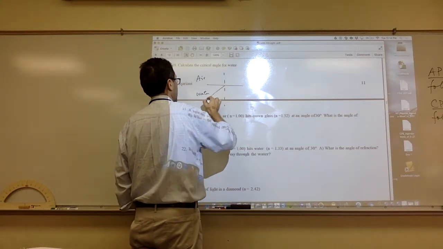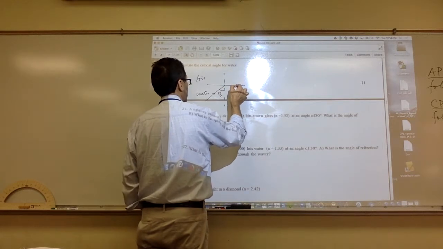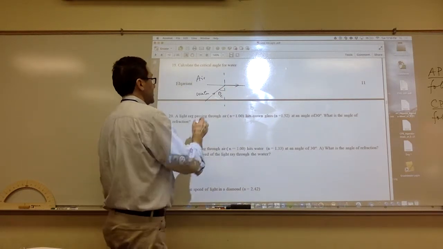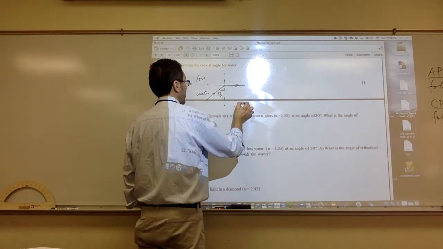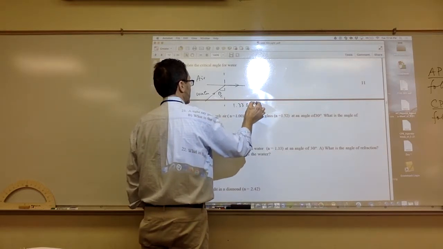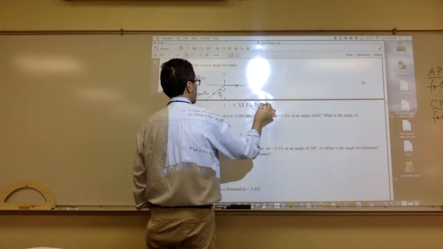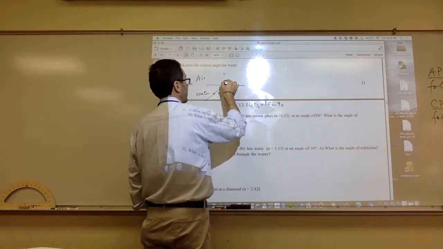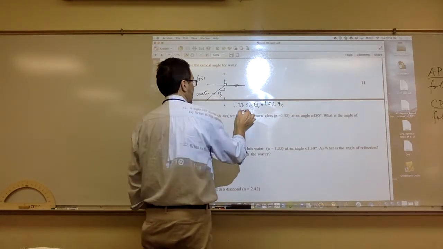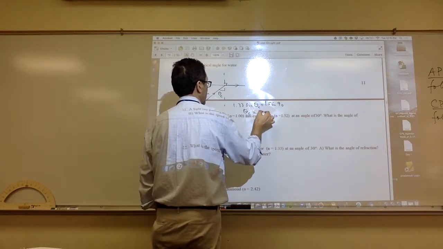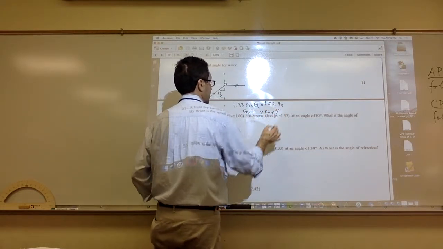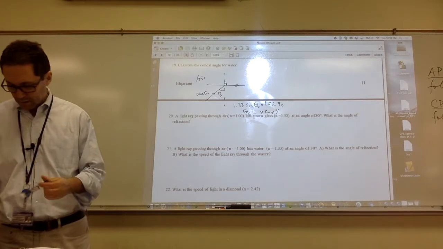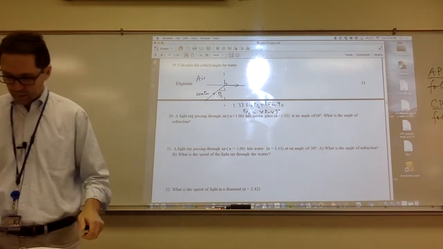If you come in at the critical angle, there's no bending. So basically this means 1.33 sine of theta critical equals 1 for air, sine of 90, because your angle of refraction is 90 degrees. And this should be about 48, 49 degrees. In the answer here I said 48.75, so I guess we'll go with 49.